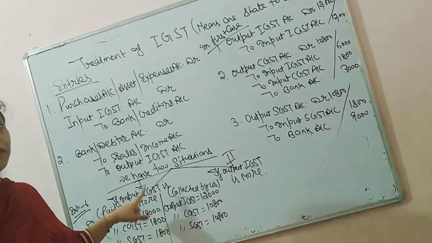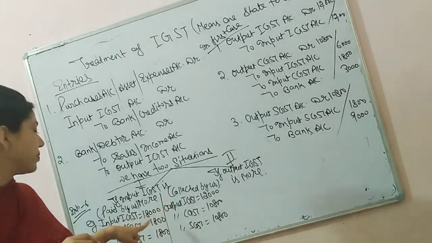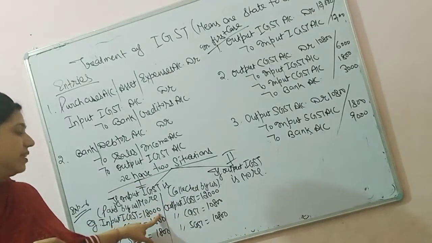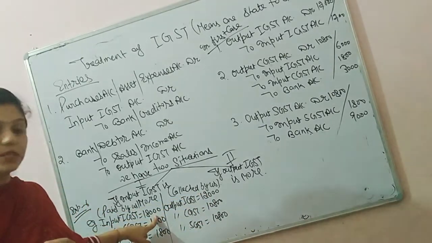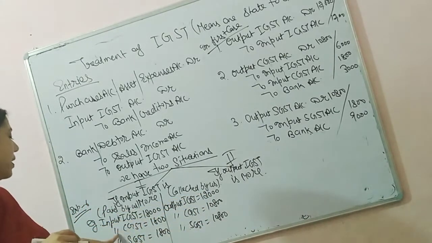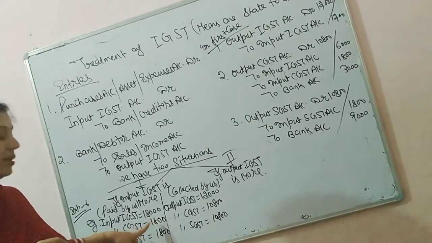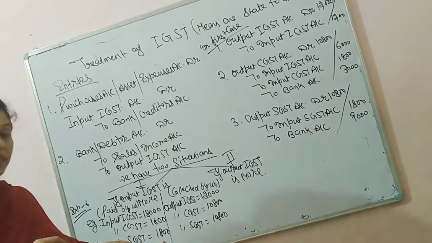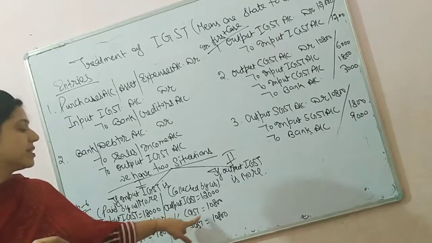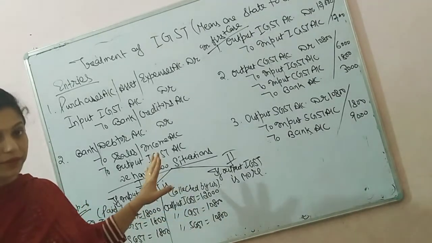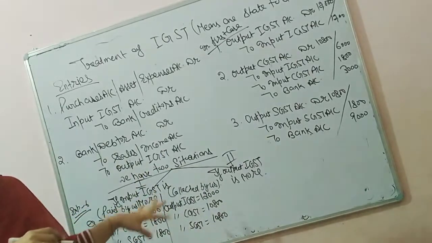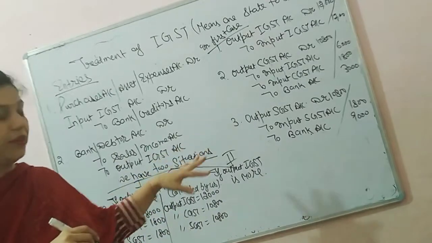So, for example, we have a balance of input IGST 18,000. As I told you, when input IGST is more. So, input IGST is 18,000 whereas output IGST is 12,000. That means input is more by 6,000. Input CGST is 1,800. Input SGST is 1,800. Output CGST 10,800 plus output SGST 10,800. So, how will we maintain the journal entries?